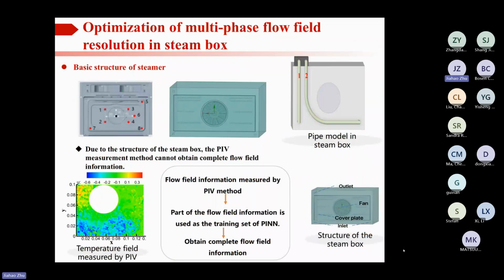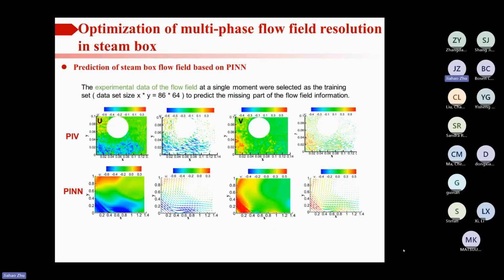And then we also did the work of reconstructing the flow field information of the steam box. You can see the structure of the steam box here. Due to the structure problem of the steam box, we found that the traditional PIV method can't obtain the complete flow field information in the process of optimizing the flow field structure. So we used PINN to predict its complete flow field. And we can see the predicted results are very good compared with the result measured by PIV.